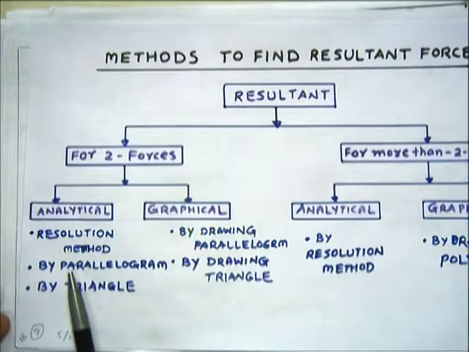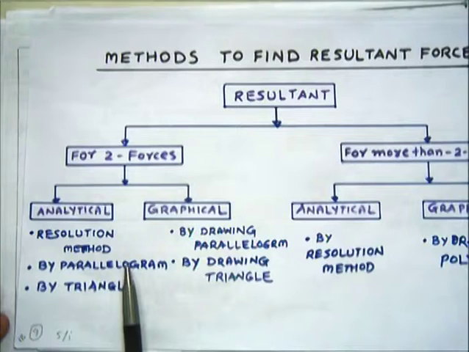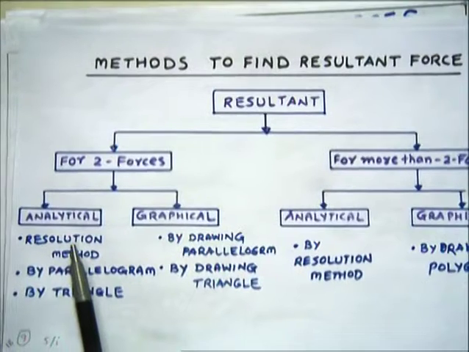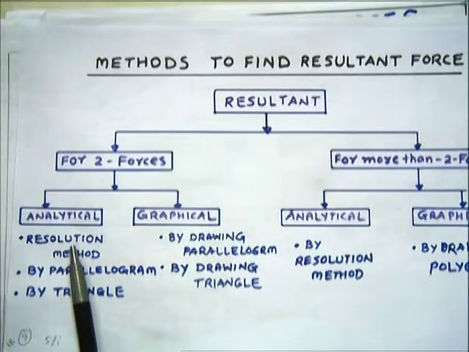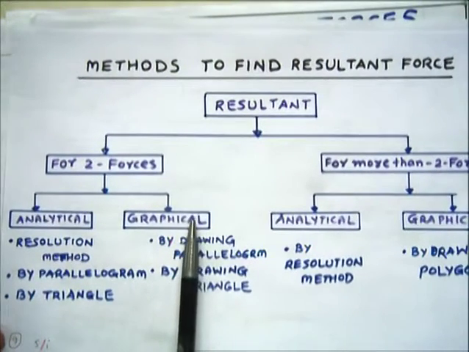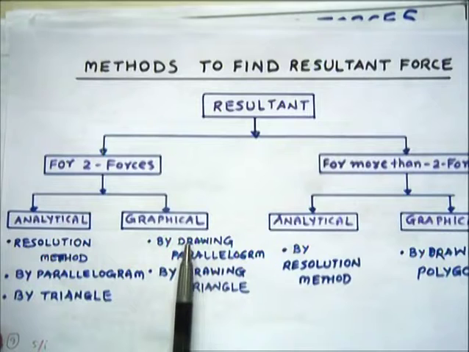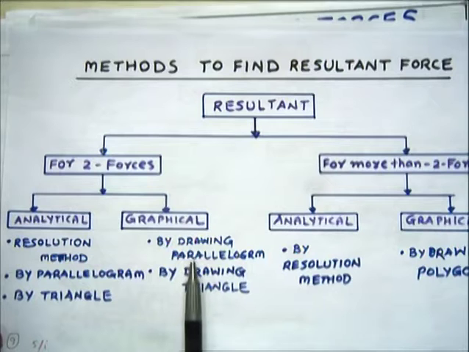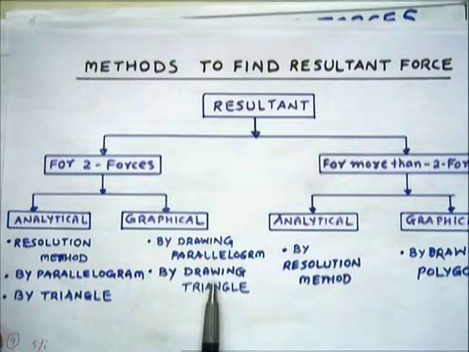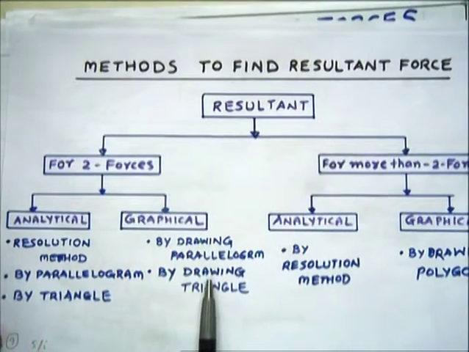Then we discuss the parallelogram equation, and then the triangle law equation. So this is the numerical or mathematical part, which deals with equations or formulas. While in the graphical method we need to draw some figures, and from those figures we can find the resultant. This can be done by drawing a parallelogram for two concurrent forces, or for two concurrent forces we can draw a triangle and find the resultant.